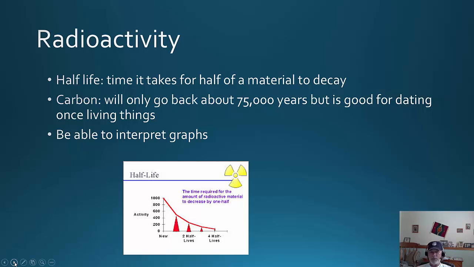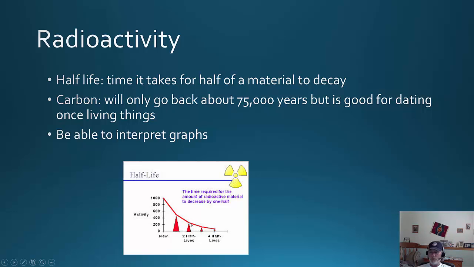Radioactivity, half-life: you're going to see 3 or 4 questions on there, and most of them are going to be of the chart variety. Be able to interpret the graphs. So if we go through 2 half-lives, let's look at this one.